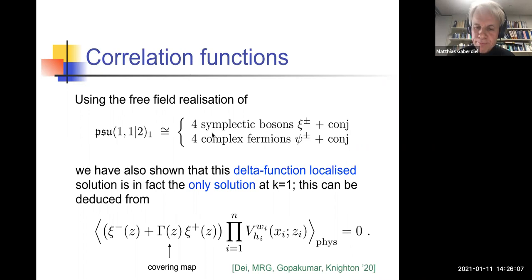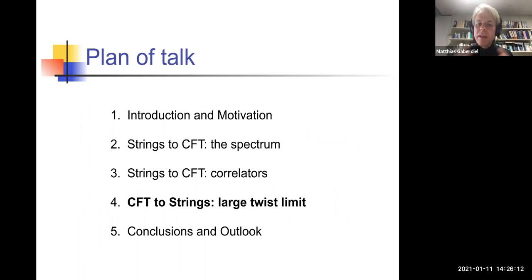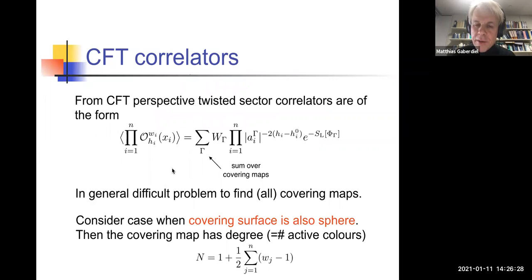Okay, so this is what I wanted to explain to you in some detail, how you can actually calculate these correlators from the worldsheet. And now in the remaining five or whatever minutes I have, let me briefly try to tell you how you can go the opposite way. So the opposite way consists of starting with the CFT correlation functions, which are given by sums over covering maps with this structure. That's what the Lunin-Mathur answer predicts. And the problem in order to calculate this is always to find the covering maps. In principle, it's a difficult problem to find a covering map.